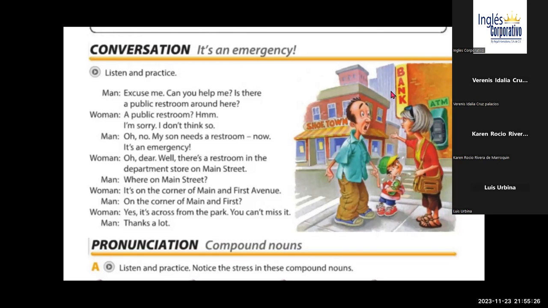Excuse me, can you help me? Is there a public restroom around here? A public restroom? I'm sorry, I don't think so. Oh, no, my son needs a restroom. Now it is an emergency. Oh dear, well, there's a restroom in the department store on Main Street? Where on Main Street? It's on the corner of Main and First Avenue. On the corner of Main and First? Yes, it's across from the park. You can't miss it. Thanks a lot. Thank you. Bien, chicos. Excellent.